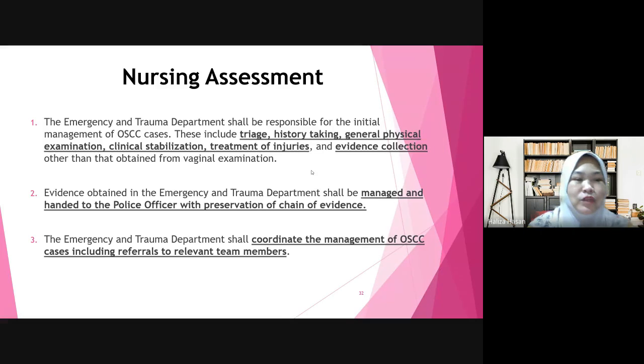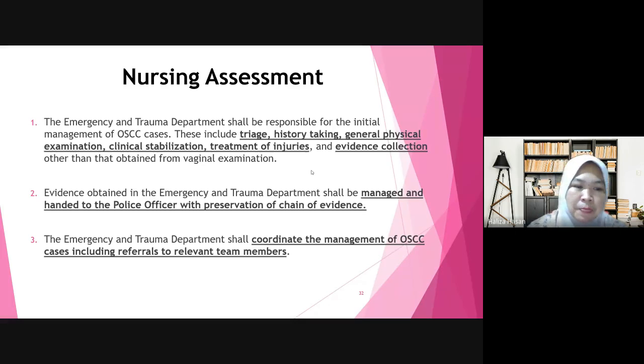Okay. So for nursing assessment related to social problems, the emergency and trauma department will be responsible to take care of the OSCC cases. So they will include triage, history taking, general physical examination, clinical stabilization, treatment of injuries, and evidence collection. Other than that, object for vagina examination.